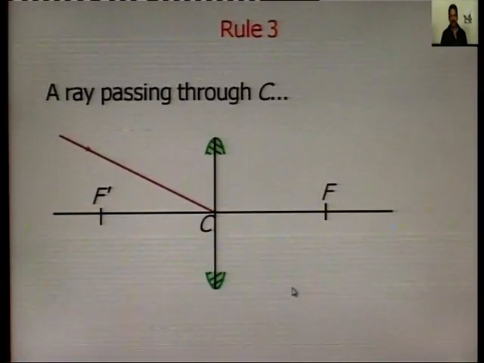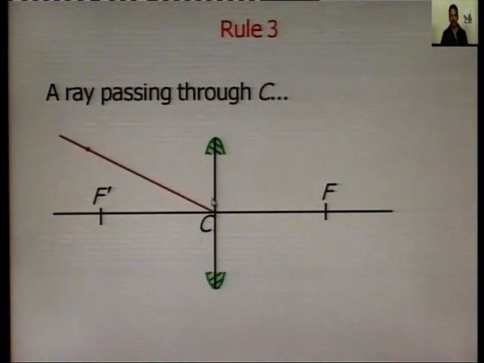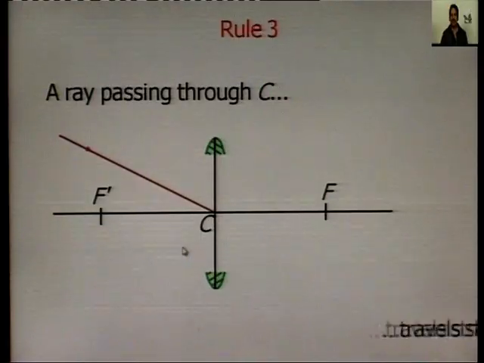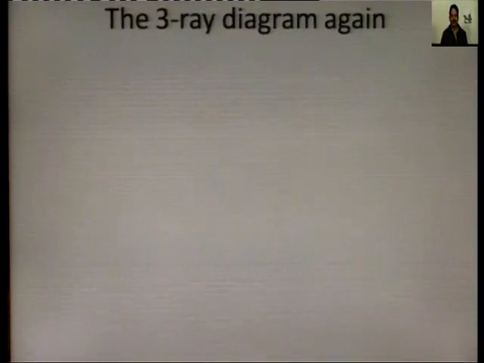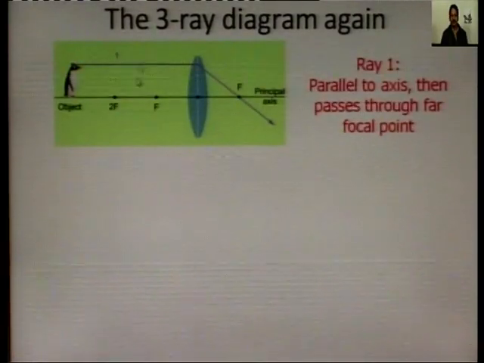And rule 3 is a ray passing through the optical center of the lens. Any ray which passes through the optical center of the lens will pass straight on. Its path will not change. It will travel undeflected. So, these three rays are used for construction of images by a convex lens. Let us discuss this three ray diagram again.